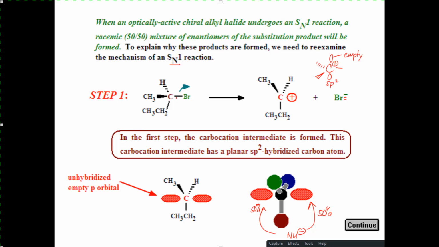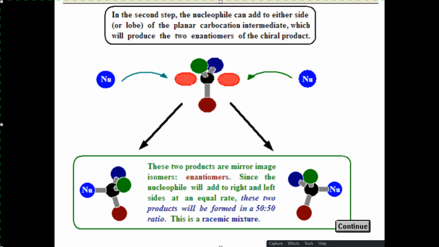If I start out with this molecule, which has hydrogen as 4, bromine 1, ethyl group 2, methyl group 3, clockwise this is the R, what am I going to get? Well, what I'm going to get is the formation of this carbocation. If the nucleophile adds to the left carbon, I formed one enantiomer. If the nucleophile added to the other carbon, I get the opposite enantiomer. And so, in this case, I'm going to get a 50-50 mixture of enantiomers.